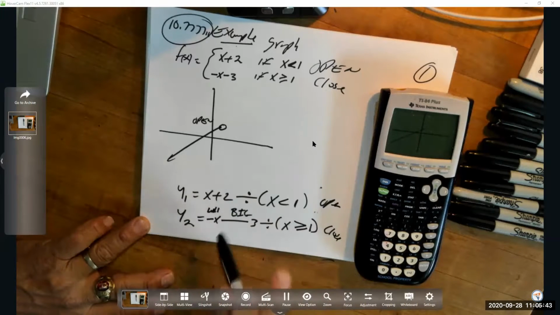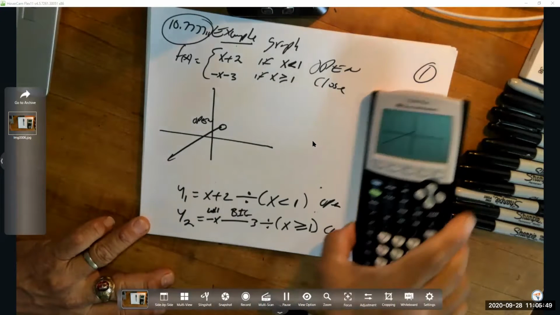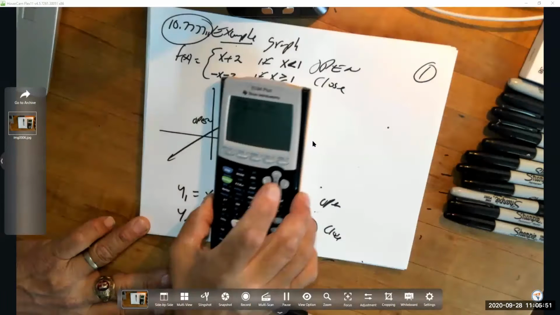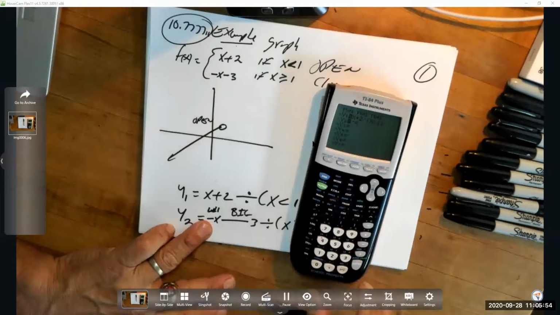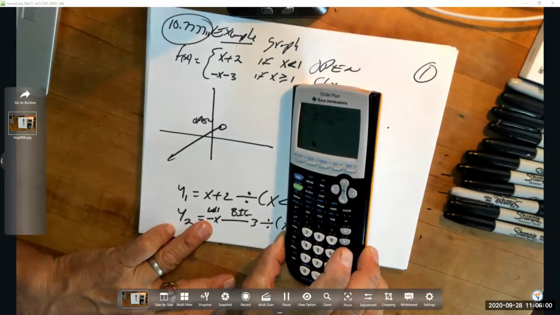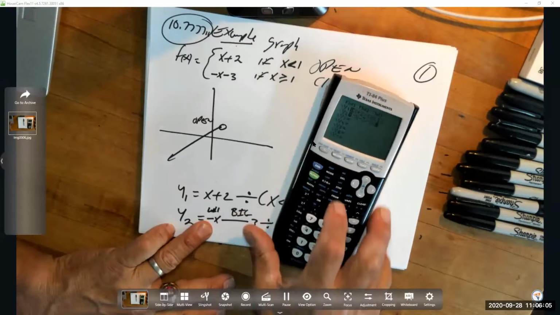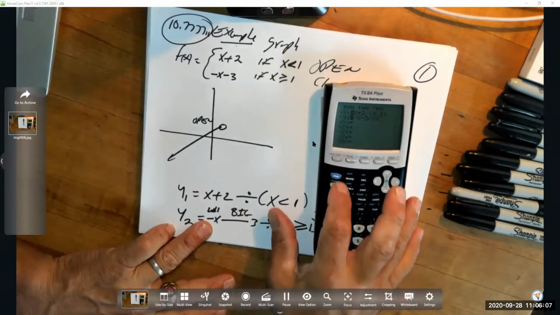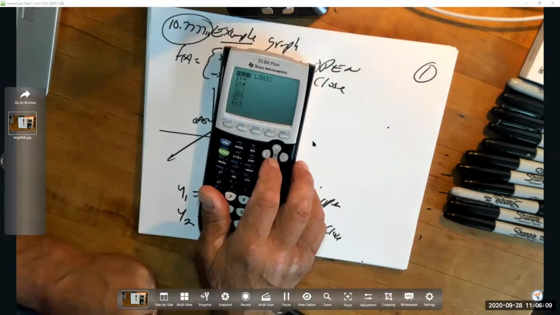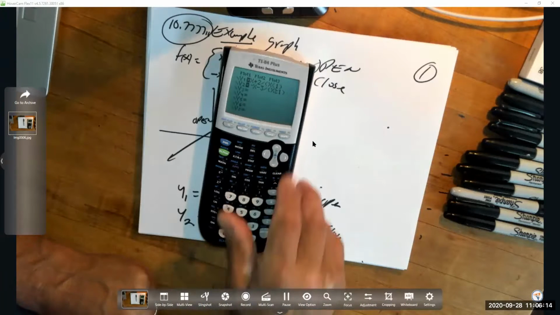Okay, so I'm going to do the second one now. So y, I'm going to go y2. I'm going to put the little minus x, big minus sign, 3, and then the division symbol again, parentheses, x is greater than or equal to. Second math, and we find greater than or equal to, is that one right there, 1. Close it, and then I guess it's ready. Graph it, that's what it does.